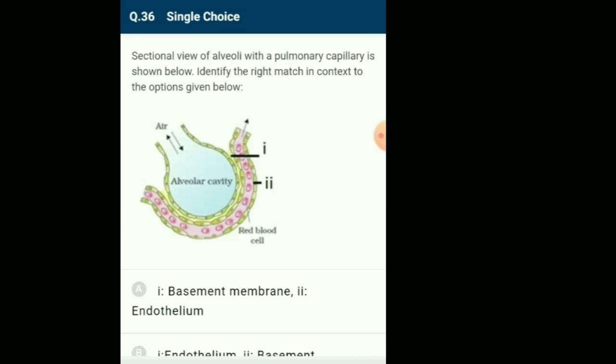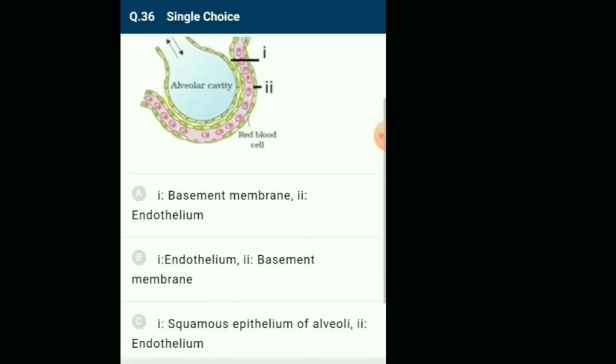Squamous epithelium. Alveoli is lined by a simple squamous epithelium which is thin and facilitates the process of diffusion of oxygen and carbon dioxide. Endothelial cells form a one cell thick walled layer called endothelium that lines all of the blood vessels. So the answer for this question is option A, basement membrane, endothelium.